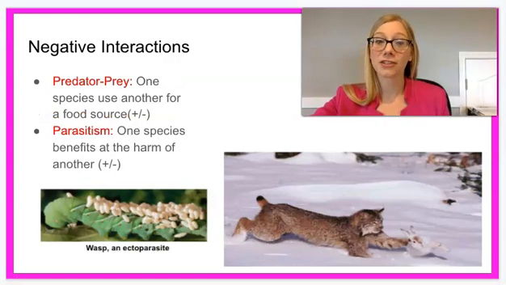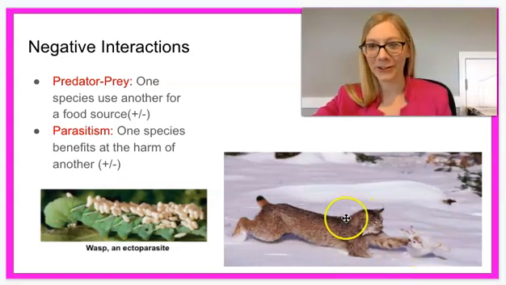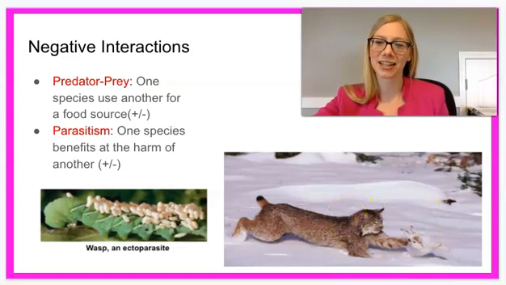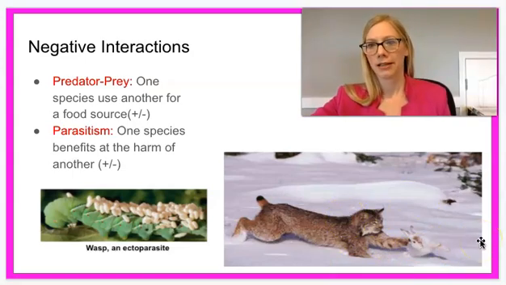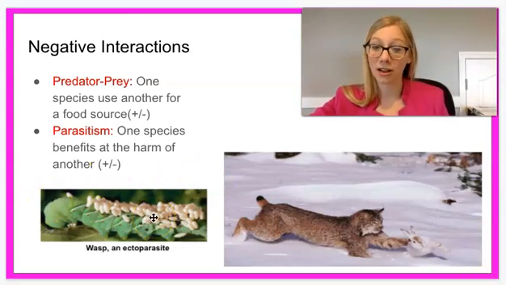Some negative interactions. This is our predator-prey, right? One species uses the other for food source. Here's your hare and your lynx, right? And the lynx is going to catch the hare to eat it, so the hare doesn't benefit because it dies. And then parasitism. One species benefits and typically the other one is harmed.